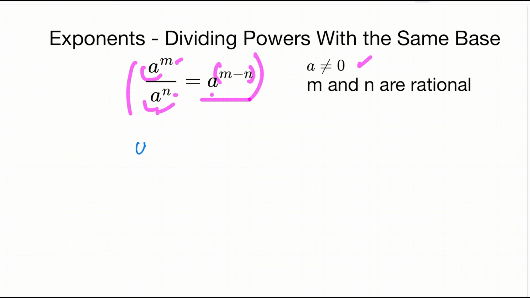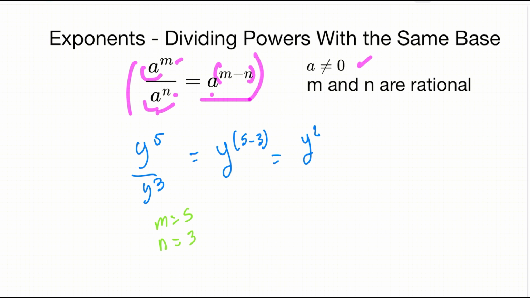Let's take y to the fifth divided by y cubed. In this case, our m is equal to 5, our n is equal to 3. So what this tells us is we've got y to the m minus n. So that's y raised to the 5 minus 3, and that's just y squared. So there is this rule applied to the equation of y to the fifth divided by y cubed.